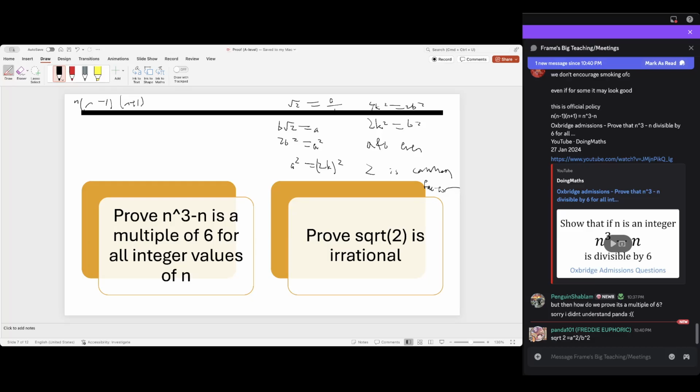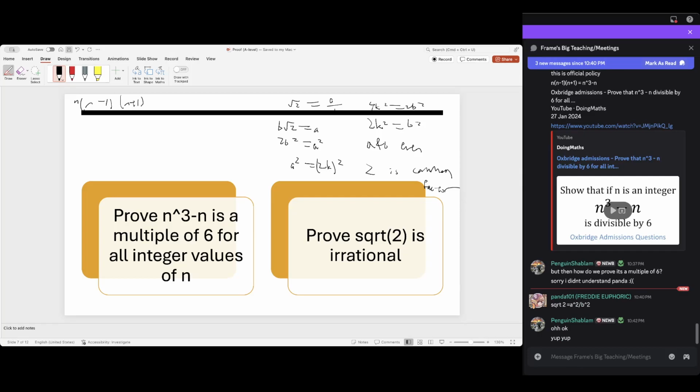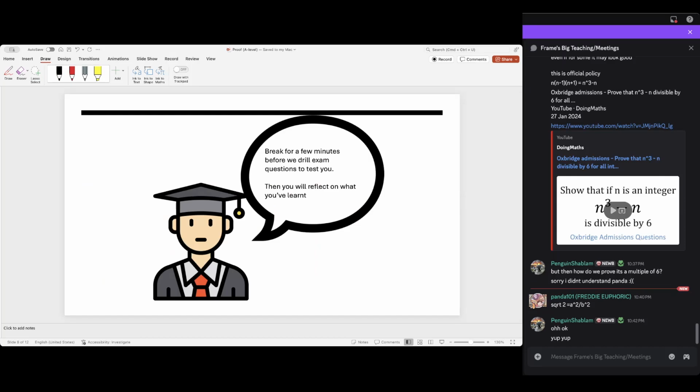You get this, Penguin? Yeah, alright, let's move on. Is it 2p plus 1, and then... Yeah, we both got this. Well, this is how these proofs can be. So it's a break for a few minutes, but I don't necessarily think so.